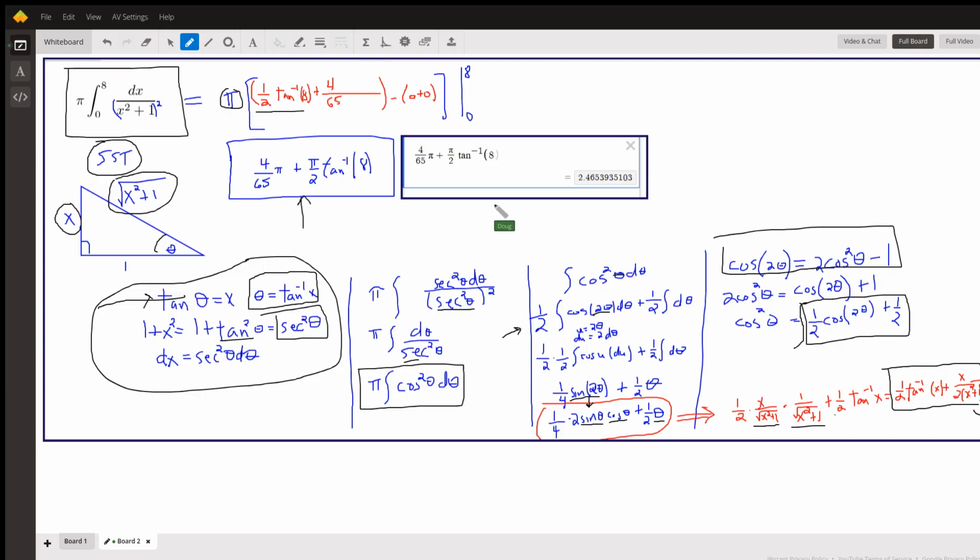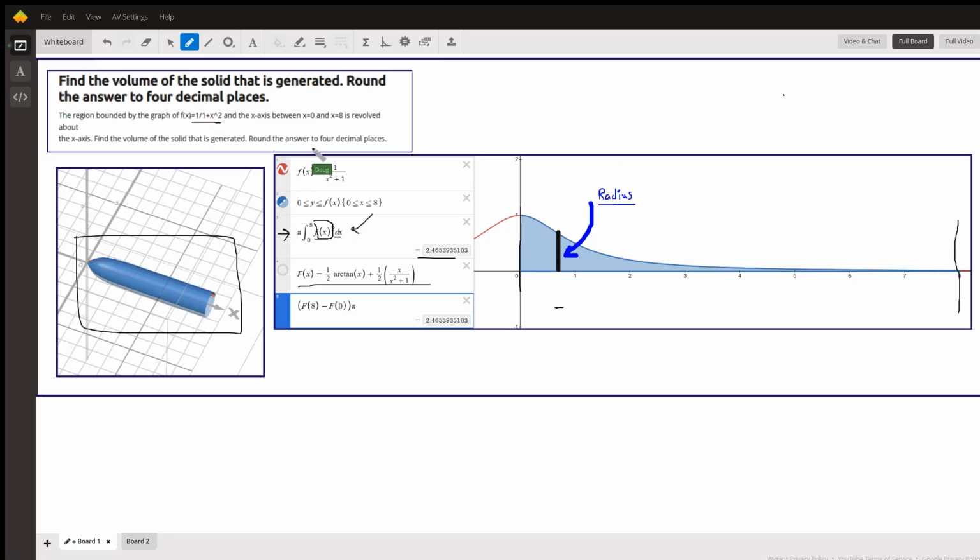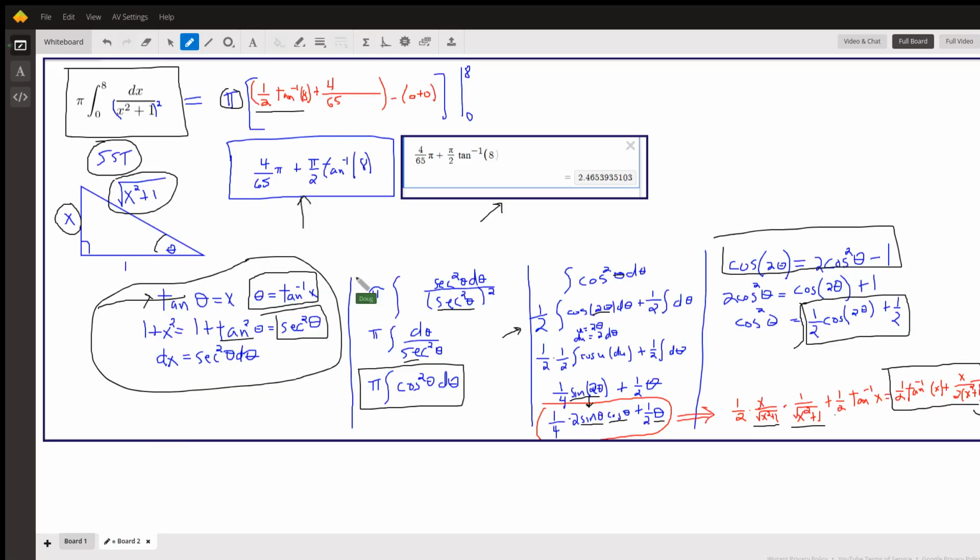Here's an approximate answer, 2.465. You're asked to round to 4 decimal places, so I guess 2.465. There you go. Hope that helped.